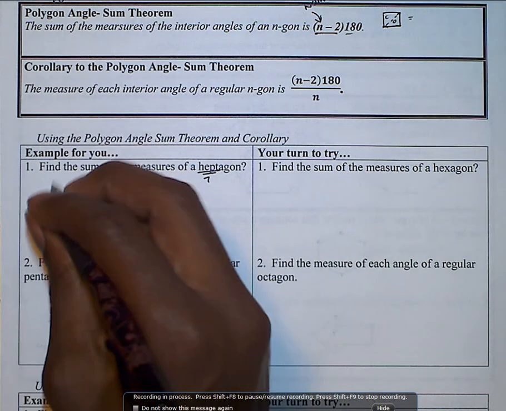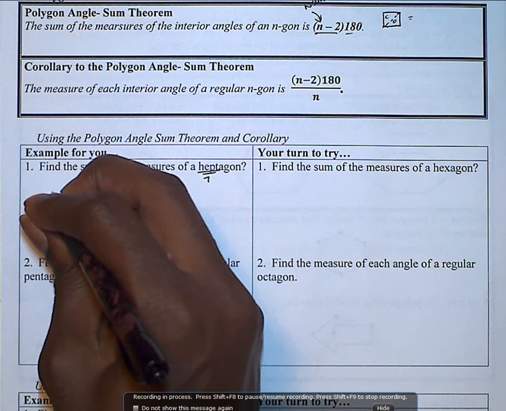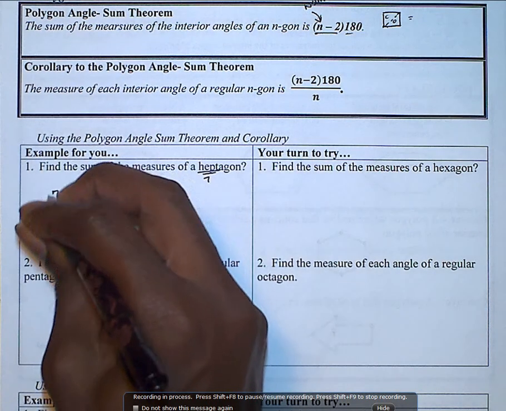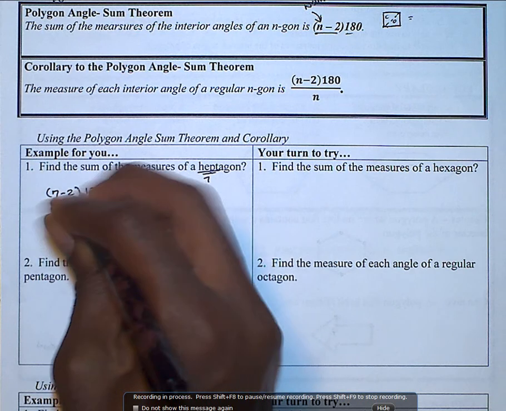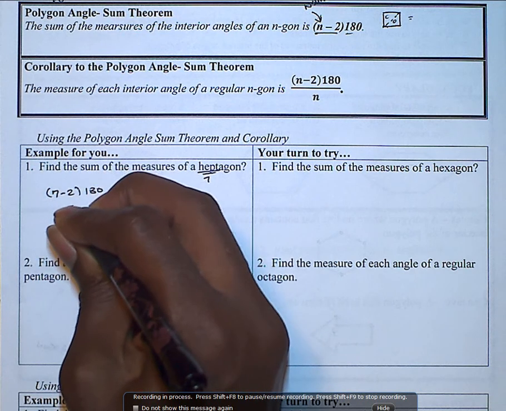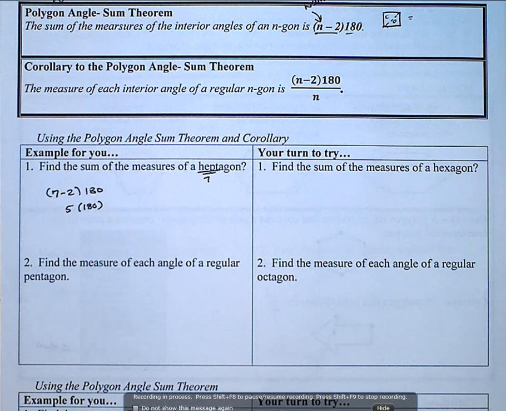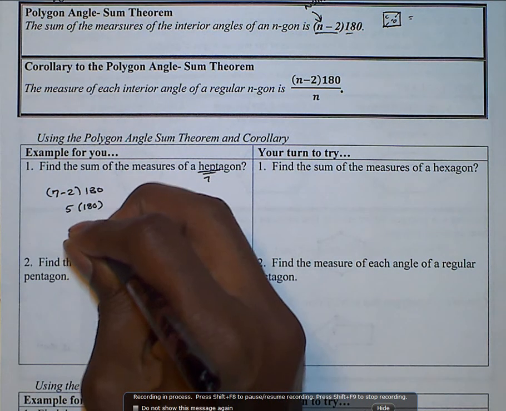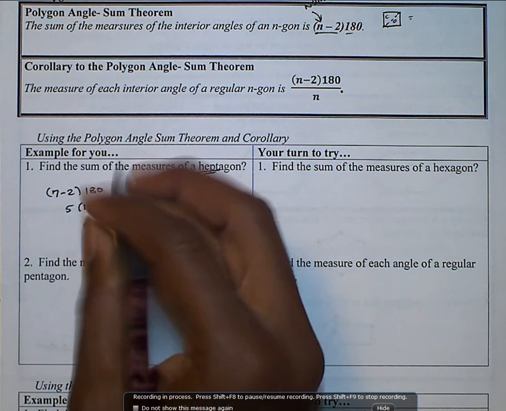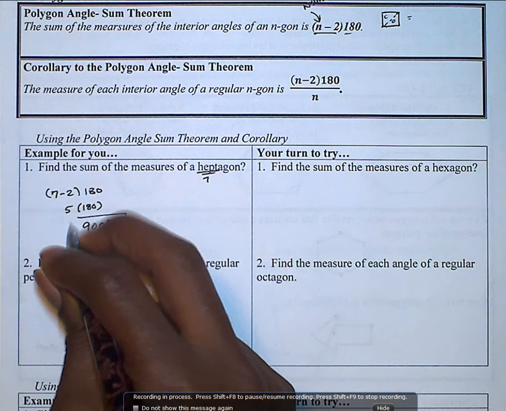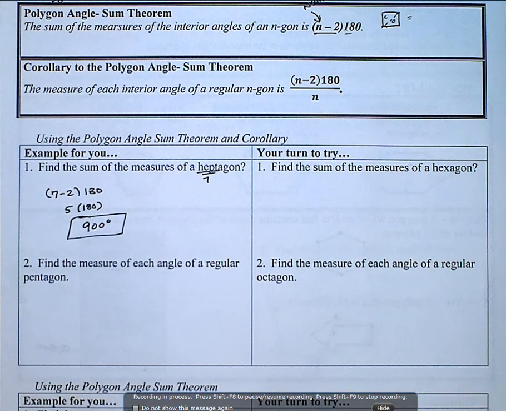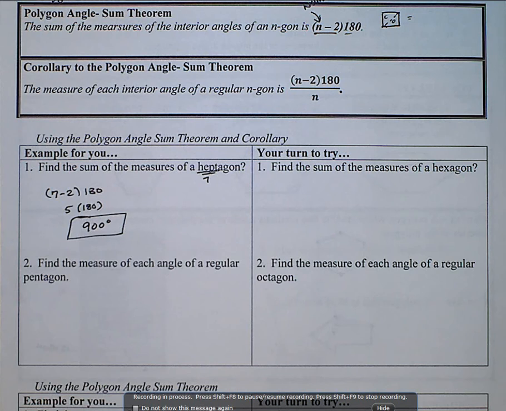So it has 7 sides, so I'm going to say, well, that's going to be 7 minus 2 times 180. What's 7 minus 2? 5. The sum of the measures of a heptagon is going to be 5 times 180, and that is 900 degrees. So, while I don't know all the individual angles, I'll know that the sum of the measures of a 7-sided figure, or 7-sided convex polygon, because it only works on convex polygons, is going to be 900.